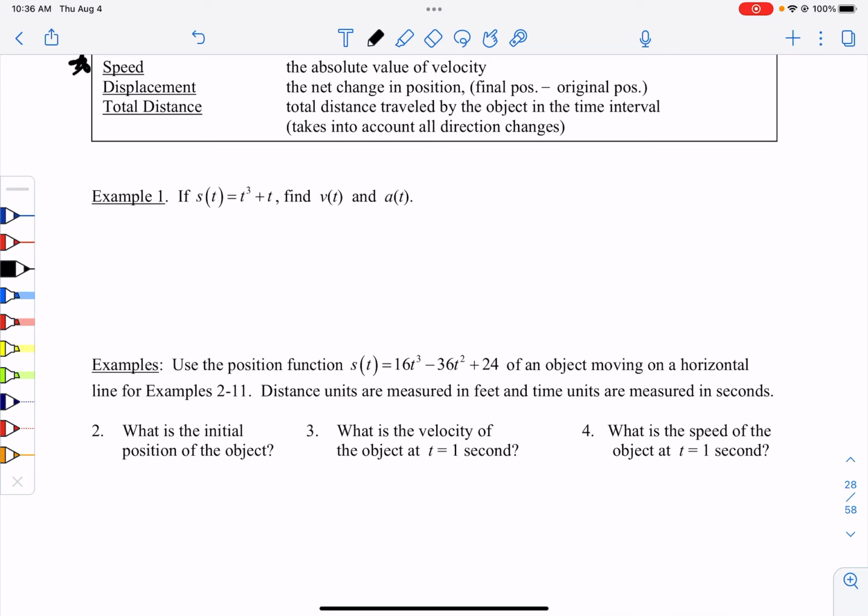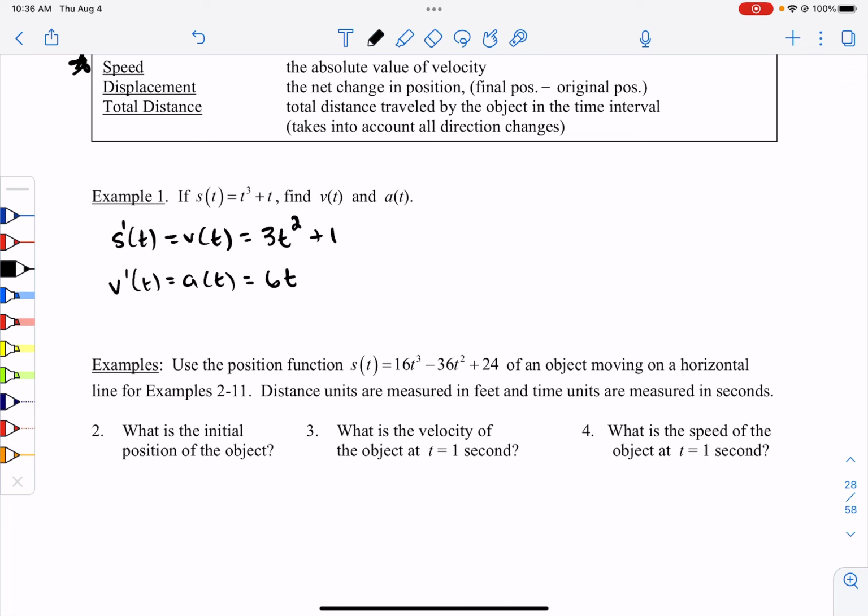It wants me to find velocity. Well, to find velocity, I just have to take the derivative of my initial function. So t cubed becomes 3t squared, and t becomes 1. My velocity function is 3t squared plus 1. Now to find my acceleration, I take the derivative of my velocity. Okay, my acceleration would be 6t, and that 1 goes to 0.